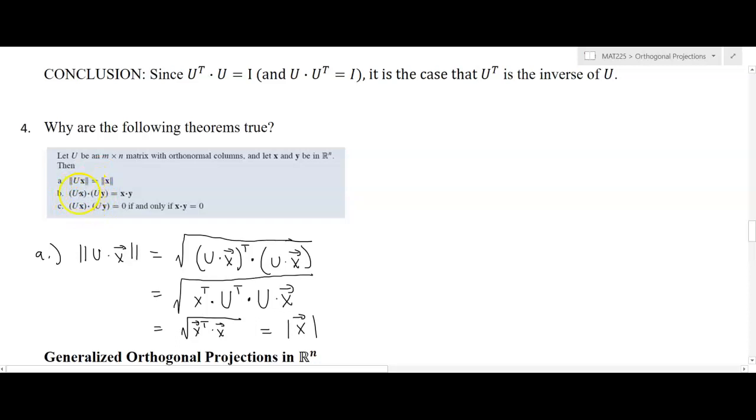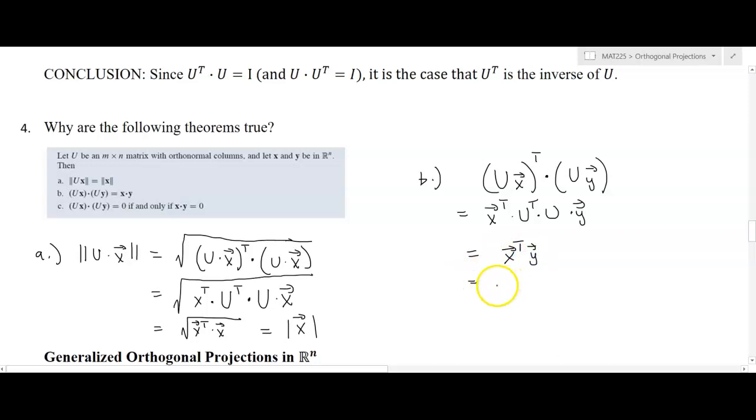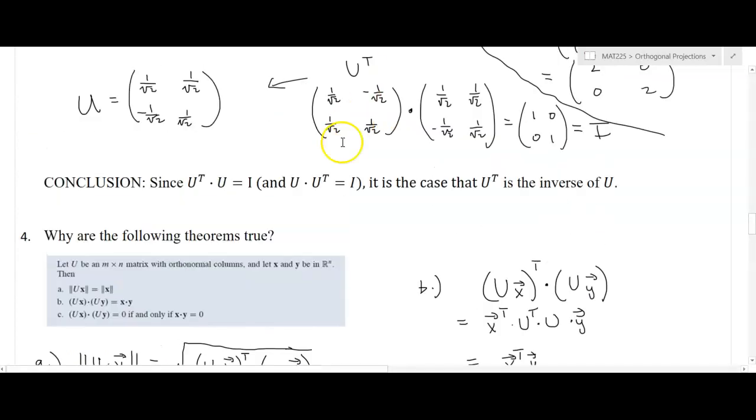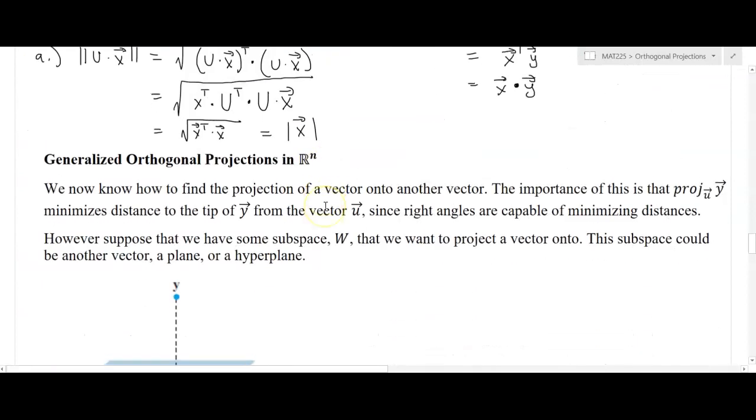A similar process holds whenever you dot these two vectors together. Remember, we should be putting a transpose for letter B. The more grammatically correct way to write this would be (Ux) transpose times Uy. Then again I can apply the transpose operator and make this x transpose times U transpose times U times y, and again that becomes the identity. So this becomes x transpose y, which by convention we can just write as x dot y to make our lives easier. These are really cool features, and this all stems from the fact that U transpose U is the identity matrix.